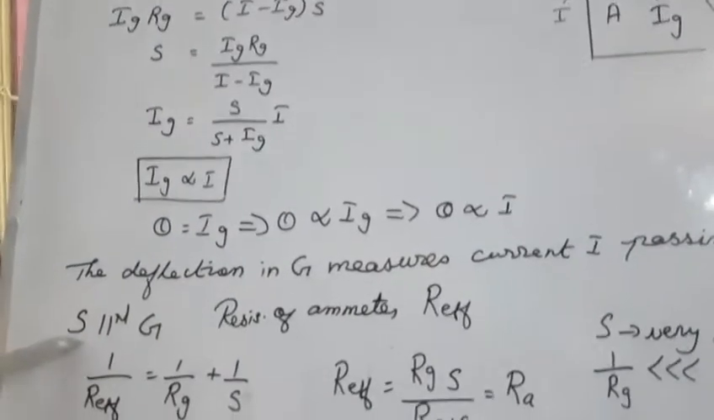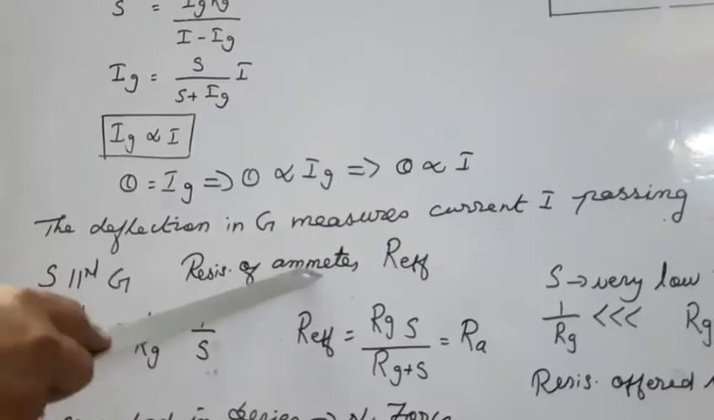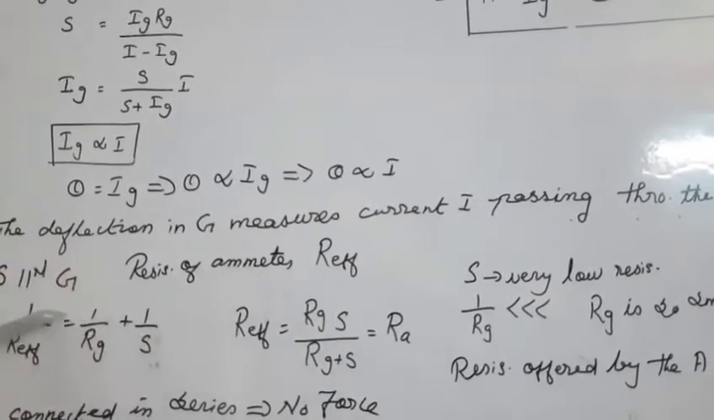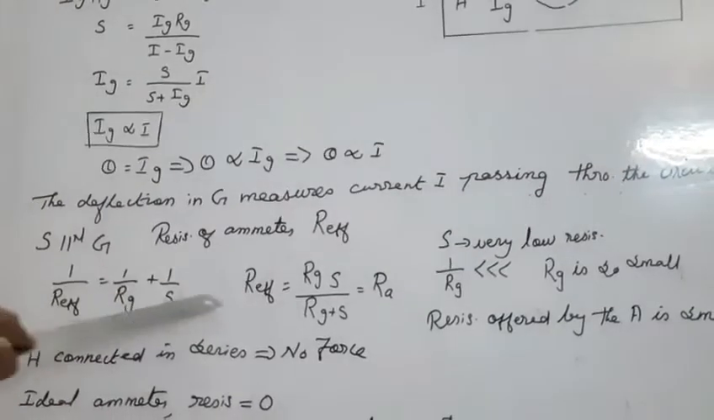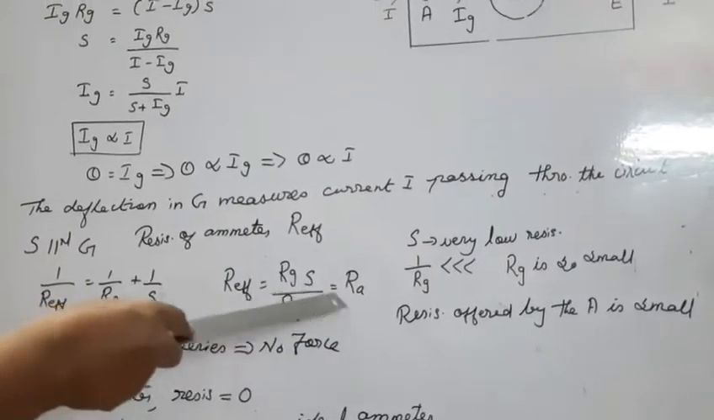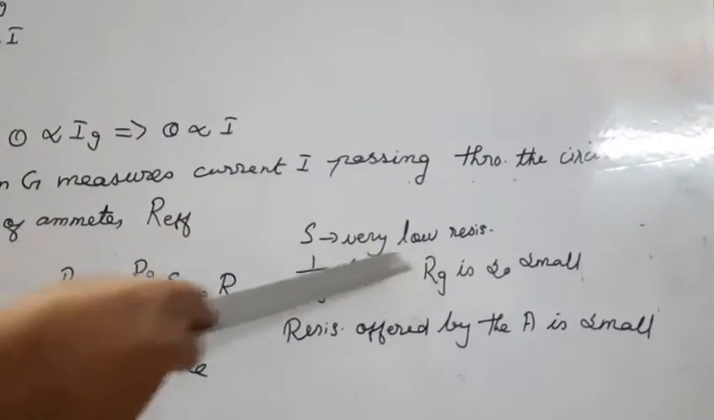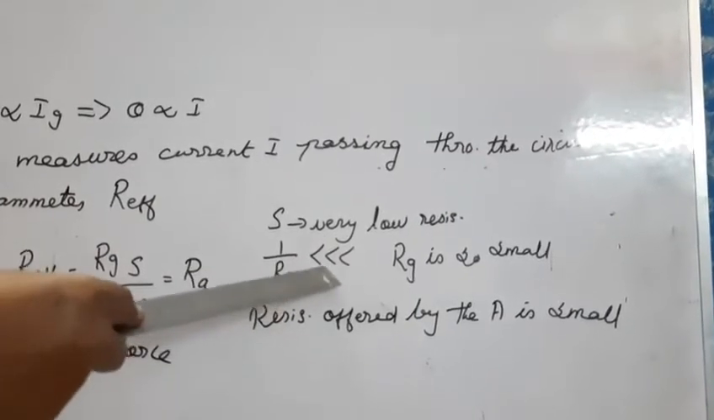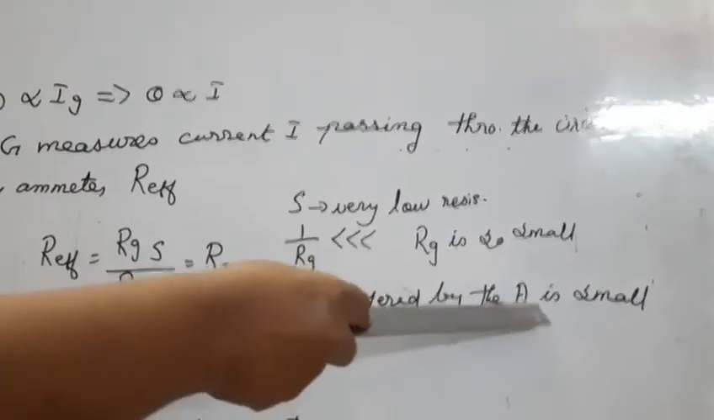And next, the shunt resistance is connected in parallel with the galvanometer. Therefore, the resistance of the ammeter can be determined by computing the effective resistance. Therefore, 1 by R effective is equal to 1 by Rg plus 1 by S. Therefore, R effective is equal to RgS divided by (Rg plus S), which is equal to Ra. Since the shunt resistance is very small, that is low resistance, and the ratio 1 by Rg is also small, this means Ra is also small. Therefore, the resistance offered by the ammeter is small.